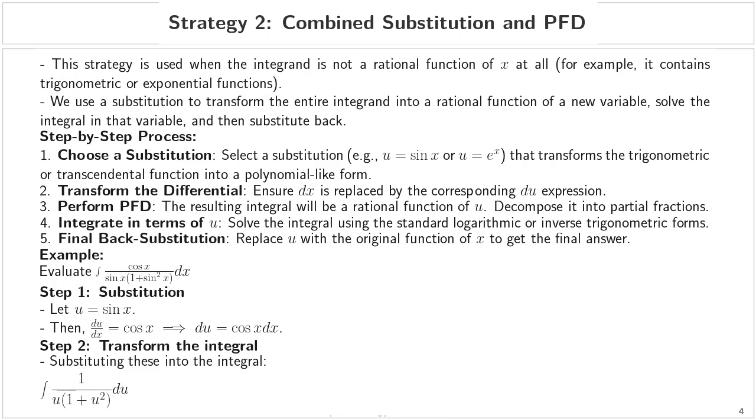Step 2, transform the integral. Now we substitute. The integral becomes the integral of 1 over u times 1 plus u squared, with respect to u. Notice how we've successfully transformed the original integral into one involving only u, and it's now a rational function. This sets us up perfectly for partial fraction decomposition.